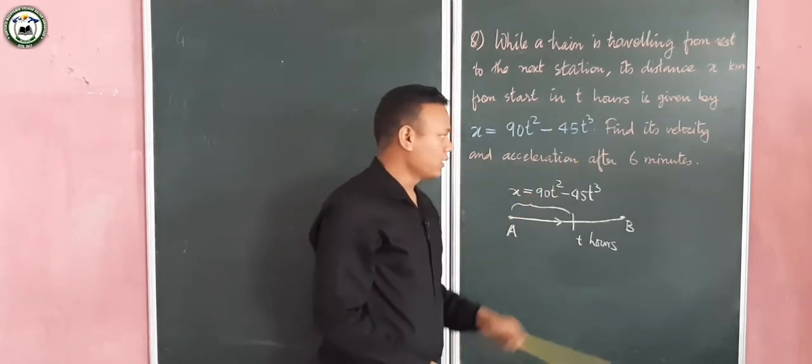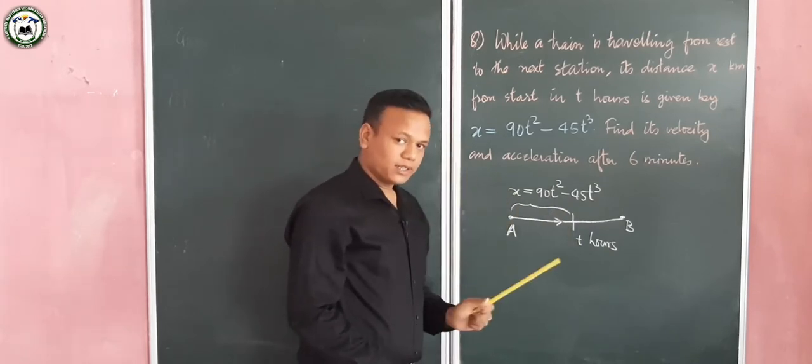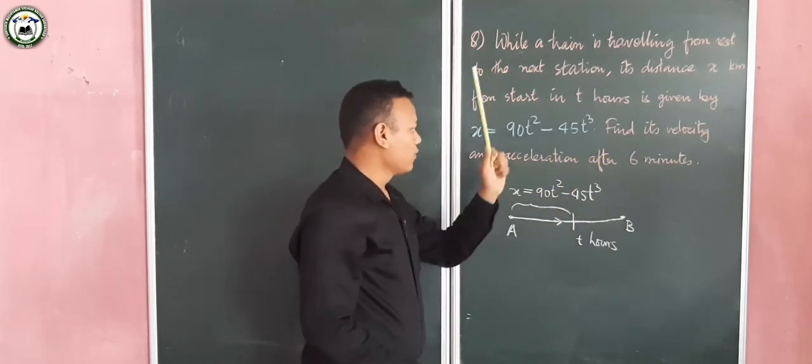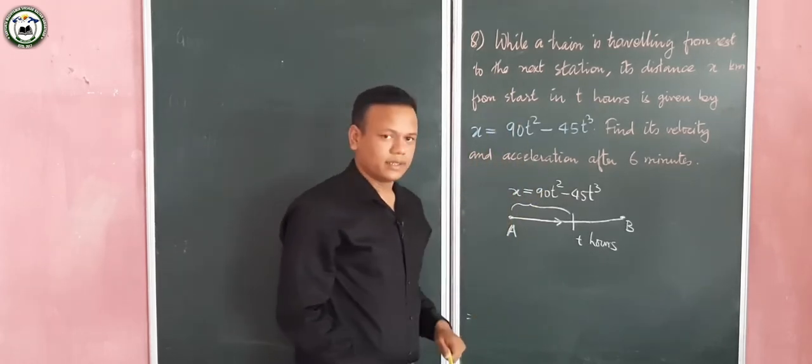So the question is asking, find the velocity. x stands for displacement, right? So you need to find the velocity, that is dx by dt. And the other is acceleration.